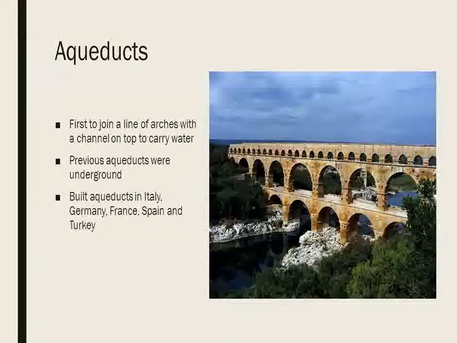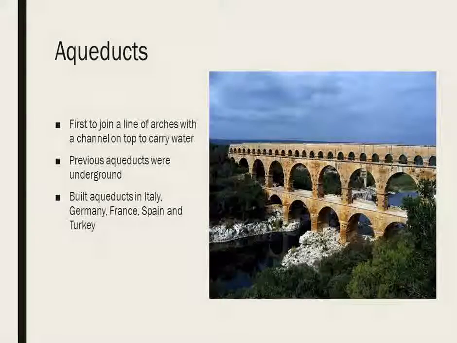Aqueducts were previously all underground, just like arches were, so the Romans were the first to have them above ground. And they were the first to join a line of these arches with a channel on top of them to carry water. They did construct them all over, not just in their region. They did go to Germany, France, Spain, and Turkey, and the diversity of their buildings meant that they were able to have continuity. They were able to stay around, which is why we also see it a lot in today's architecture.